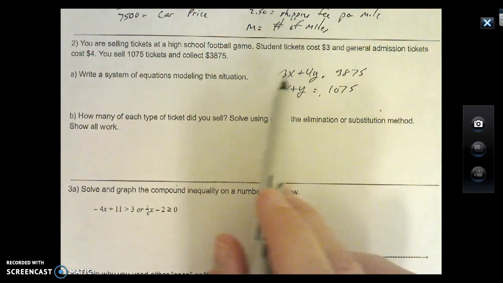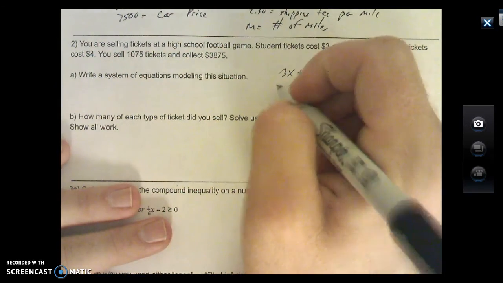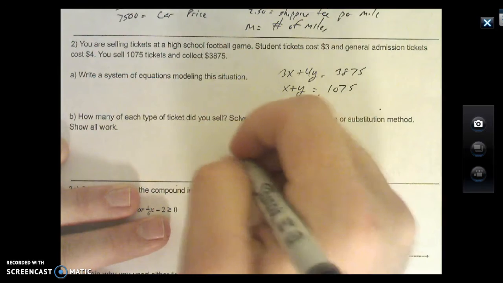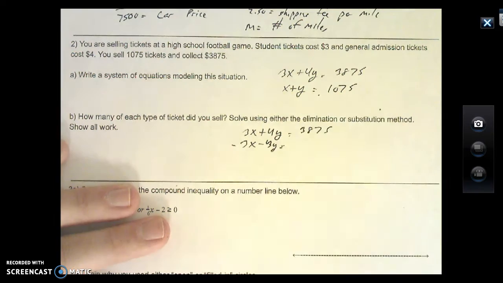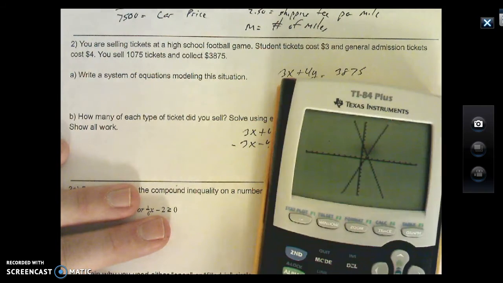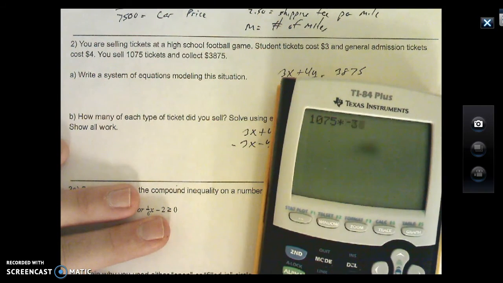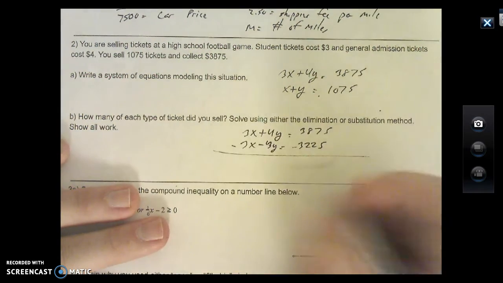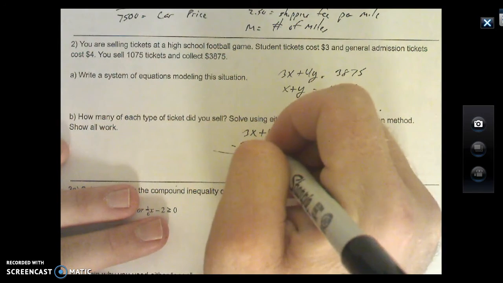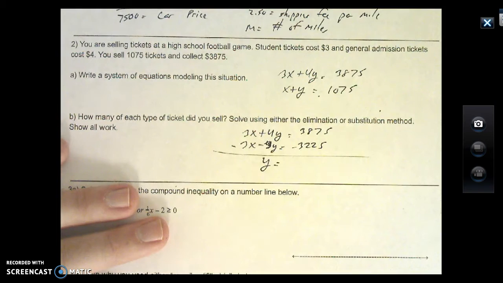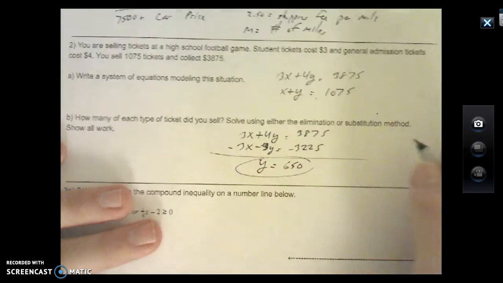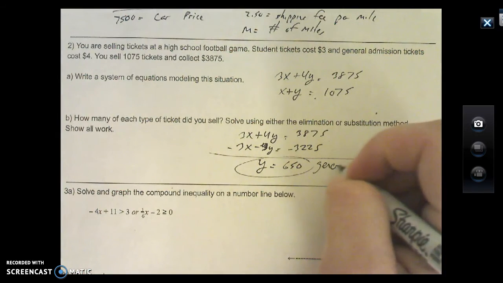Show all the work. Okay, I'm going to multiply everything through by a -3 on the bottom. So up top stays the same. I get -3x minus 3y equals 1,075 times -3, -3,225. Cancels out, that's supposed to be a 3 there, not a 4. Y equals, okay, 3,875 minus 3,225, 650. So that's 650 general admission.